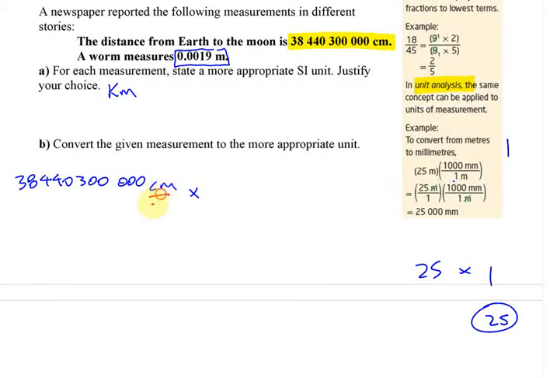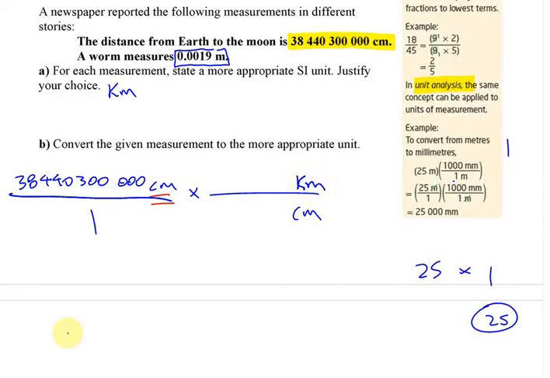If I want to get rid of centimeters, I am going to make a fraction here that's equal to 1. I'm going to put centimeters on the bottom, because then I can cross those out since I have centimeters on the top and centimeters on the bottom. And I want to change it to kilometers.